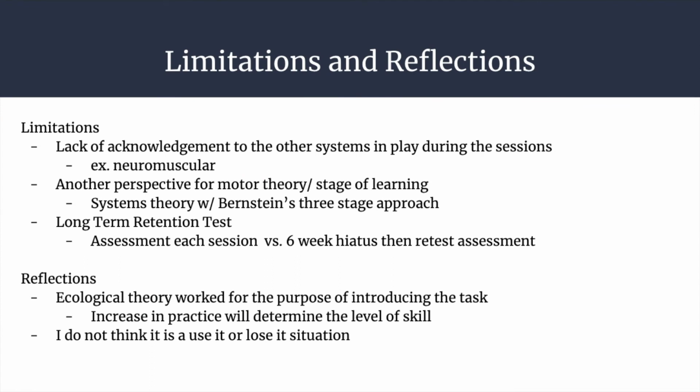Next, I'd like to point out some limitations in my study. First is the lack of acknowledgement to the other systems in play. For example, the neuromuscular system is not emphasized in ecological theory. However, it does play a large role in Tristan producing motion to shoot the basketball. Second, I could have used another motor theory or stage of learning. For example, if I wanted to focus on degrees of freedom, I could have used systems theory with Bernstein's 3-stage approach. And lastly, I should have used a long-term retention test.